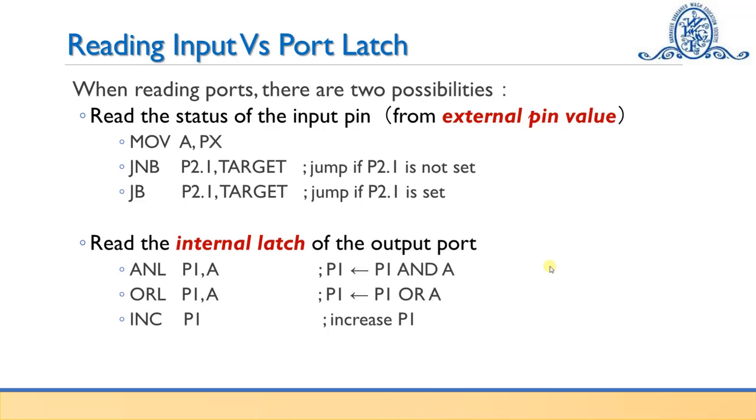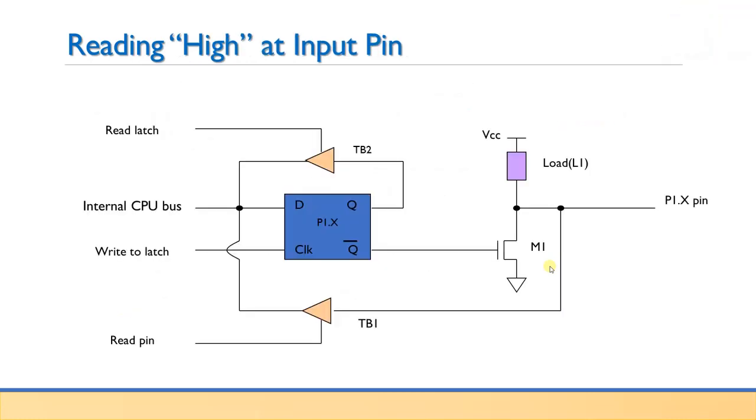MOV A, Px, then JNZ, JNB, jump if not the bit. If the bit is not 1, then JNB P2.1 to target, JB P2.1 to target. So jump if P2.1 is not set, jump if P2.1 is set. Then read the internal latch of the output port, and these are the instructions. So this is how we can read the external pin value or the internal latch value.